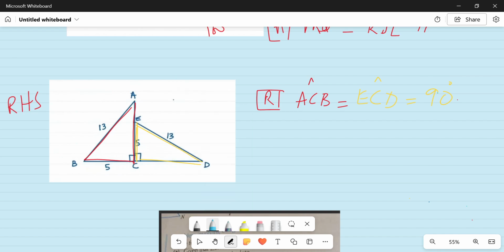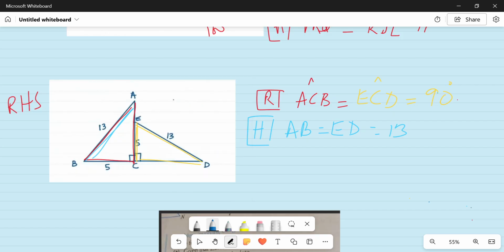Now what we need to prove is H, hypotenuse. So where is the hypotenuse here in the first triangle? This is my hypotenuse. Hypotenuse is the longest line. So hypotenuse, we have AB equal to, where is the hypotenuse in the other triangle? It's ED, equal to 13. That is also given.